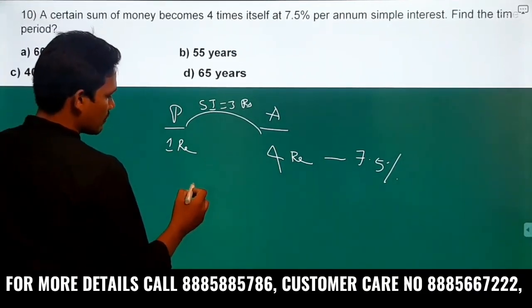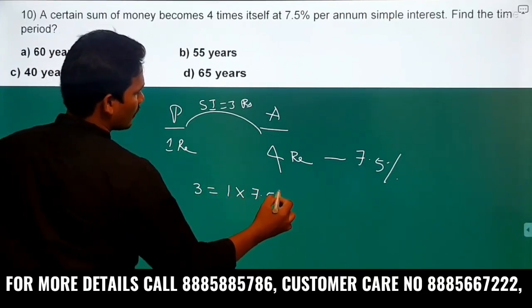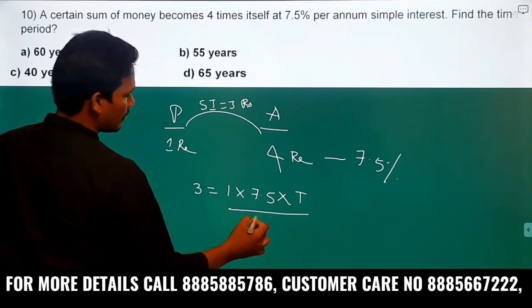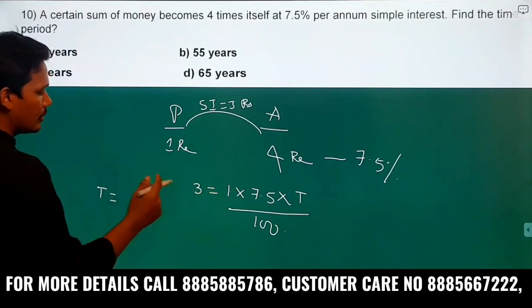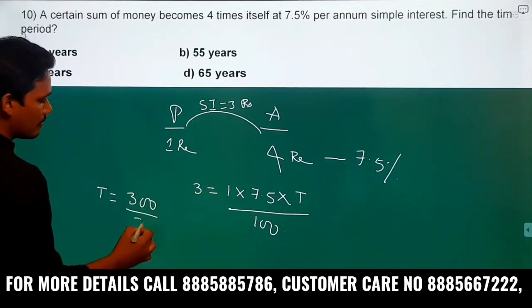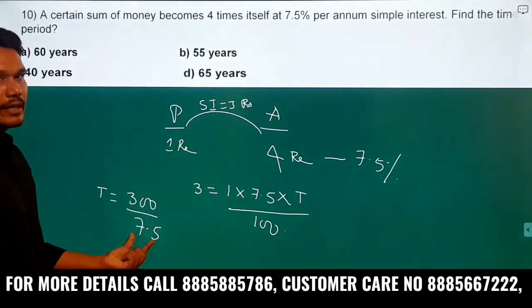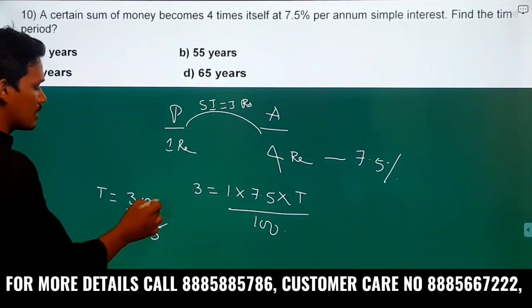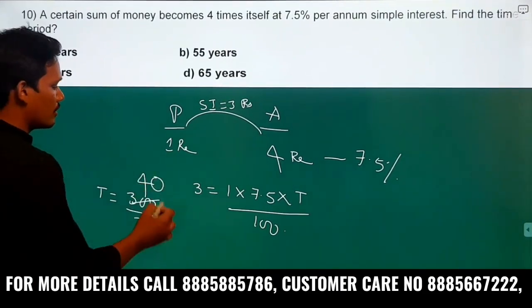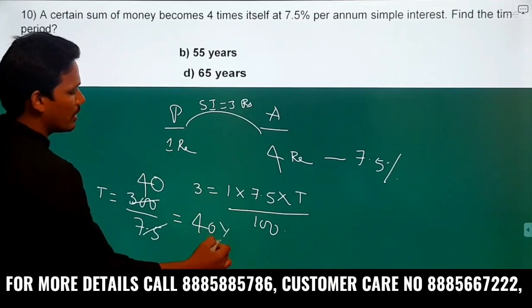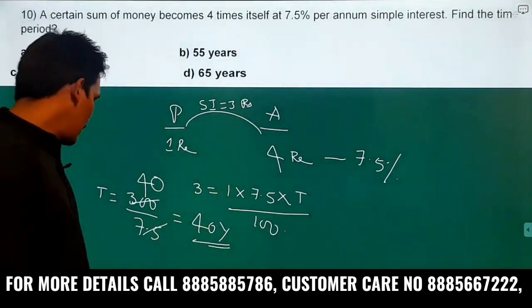So here simple interest value equals 3, principal value equals 1, rate of interest equals 7.5, and time T by 100. So time equals 100 into 3, 300 by 7.5. For some time you consider this as 75. But here the point is, you put 10 here. Then the time value will become 40 years. Right. Next, we'll go with the next question.